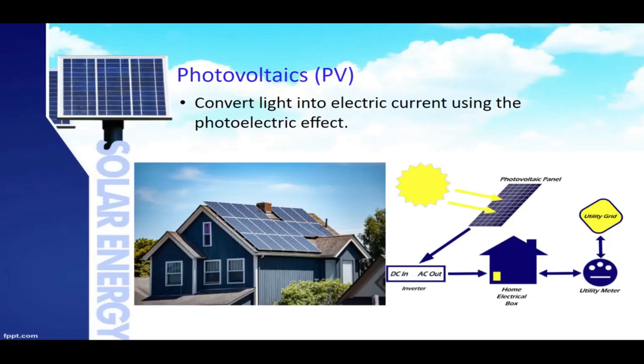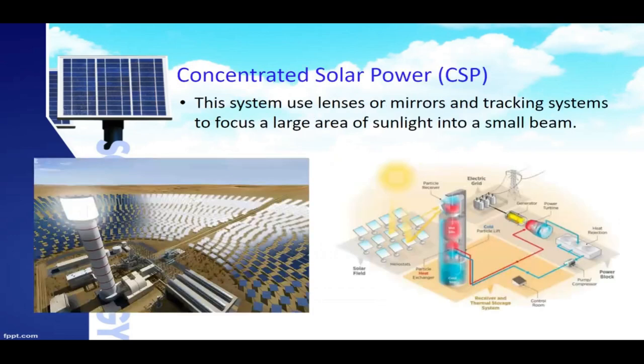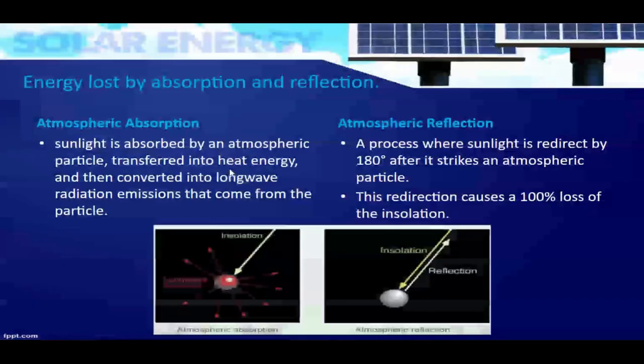Photovoltaic cells are cells that convert light into electric current using the photoelectric effect. Concentrated solar power is a system that uses lenses or mirrors instead of cells, and tracks beams to focus a large area of sunlight into a small beam. And it collects energy through atmospheric absorption or reflection.